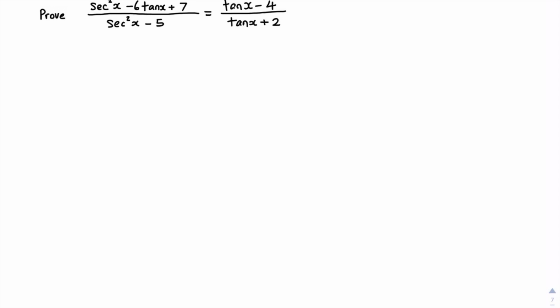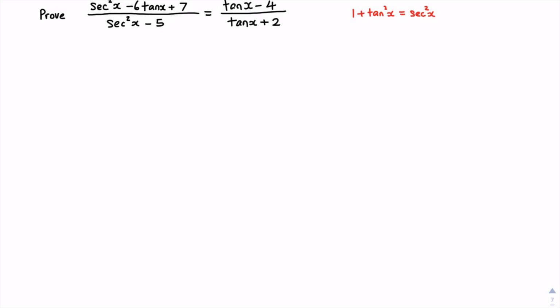So this identity here looks fairly complicated. We have on the left hand side secant square x minus 6 tangent x plus 7 divided by secant square x minus 5, and on the right hand side, I have tangent x minus 4 over tangent x plus 2. Now when you see an identity with tangents and secant squares, the identity that you should remember is this one: 1 plus tangent square equals secant square. It is very likely that you will have to use this.